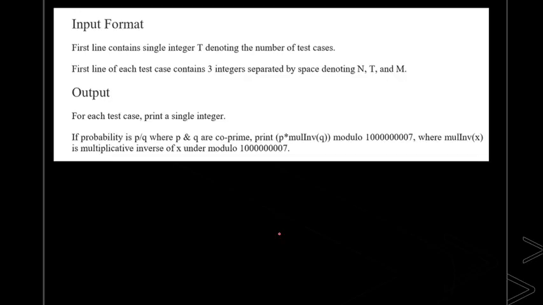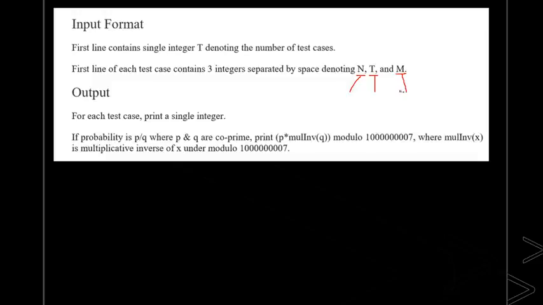Okay, so now look at the input format and output format. Alright. So what are they telling you here? Contains a single integer t denoting the number of test cases. We'll come back to this line. First line of each test case contains 3 integers n, t and m. They have already explained what n, t and m are. N is the number of questions in the question bank. T is the number of questions he studied, right? And m is the number of questions that will be chosen from the question bank. Okay, these are the 3 terms we already have.